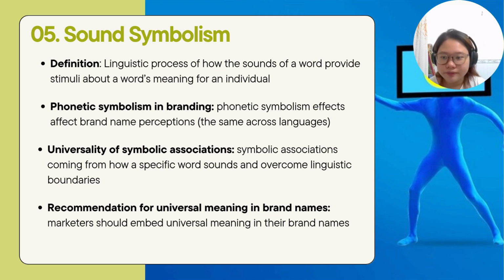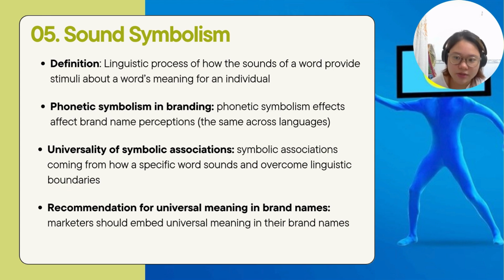So let's take an example. We talk about the universality of symbolic associations. First, the symbolic associations come from how a specific word sounds that are not language specific, which indicates that these associations can overcome linguistic boundaries. Just like the example I talked about, how the B sound goes beyond linguistic boundaries. Every person in every country, when they hear the word buzz, will recognize that it's the B sound. It's nothing related to the language they speak, because the B sound is the same in every country.